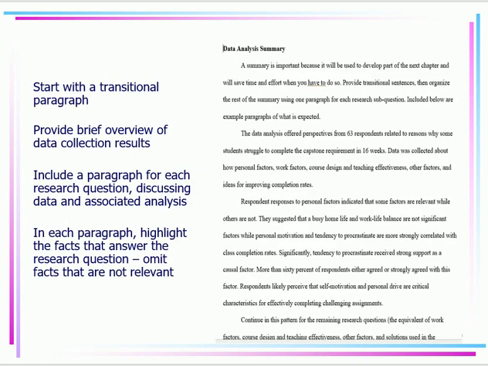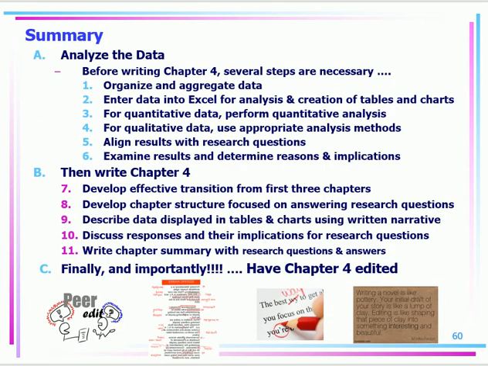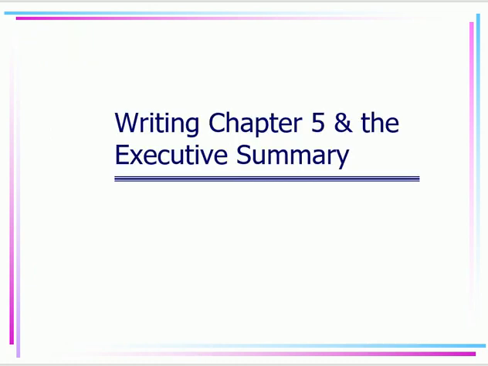And then don't forget to write a summary at the end of the chapter. Why? Well, because there's a summary at the end of Chapter 2, and now you have a summary at the end of Chapter 4. When you write Chapter 5, there's a subsection called Summary: Summary of Chapter 2 and Summary of Chapter 4. So you write a nice summary here. What are the main things out of this chapter? If you're able to do that, then you're all set to write Chapter 5. And then finally and importantly, have Chapter 4 edited.